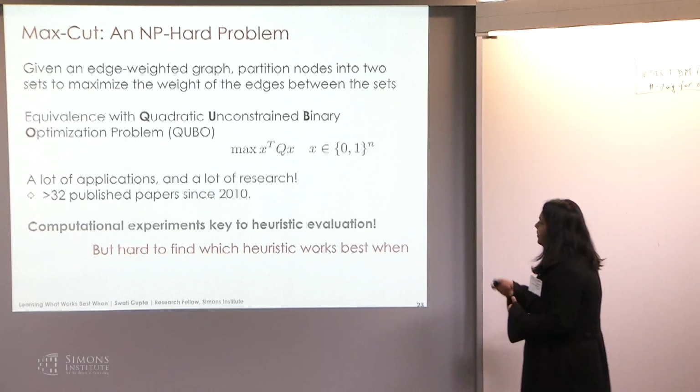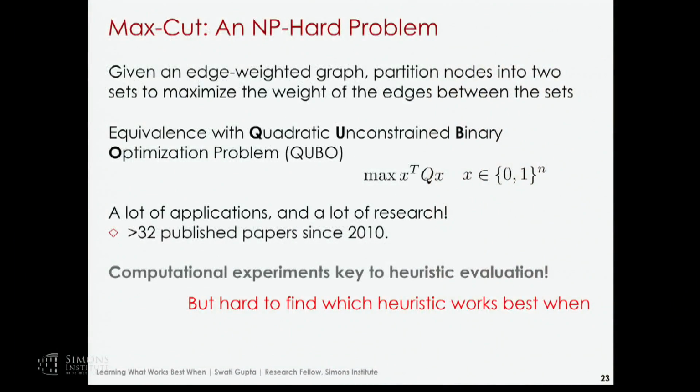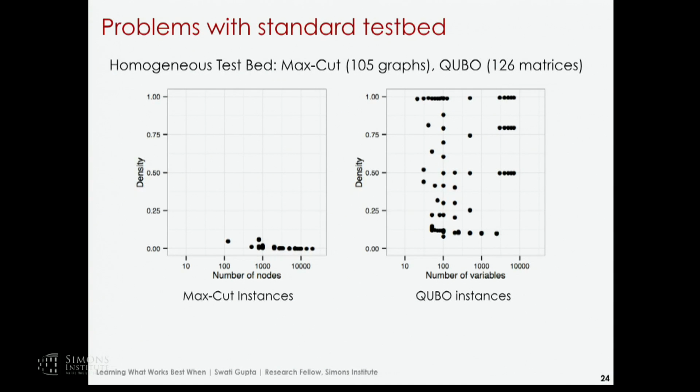But it's hard to find which heuristic works best because of the standard test bed at the time. The standard test bed had very few graphs. The maxcut instances had very low density. There were some 128 graphs, 105 graphs in that. And the QUBO matrices had very few that were low density. It was really hard to find which maxcut heuristic would actually work best for dense graphs. That was what we started with.